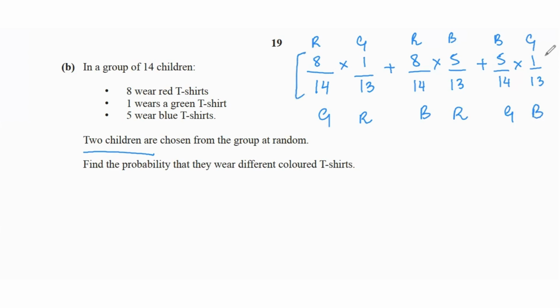So all of these will be multiplied by 2, because if you make another for the opposite combinations, the probabilities are still going to be the same. So you just multiply these by 2, and that is going to give us 53 over 182 times 2, which is 106 over 182. And that's your probability that they wear different colored t-shirts for the 2 children chosen from the group at random.